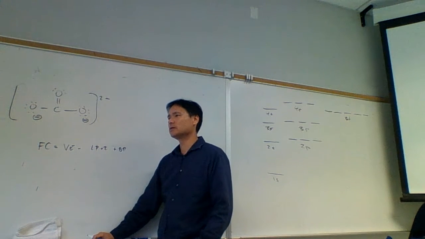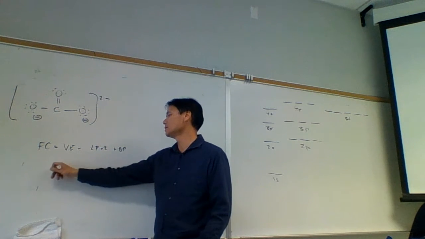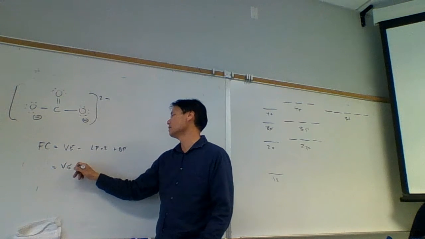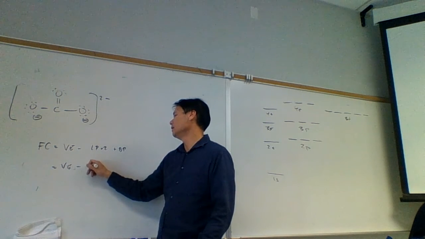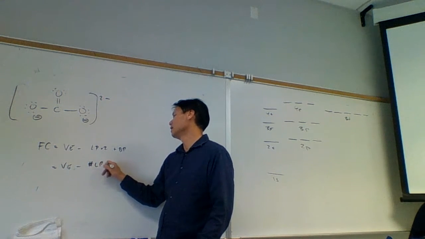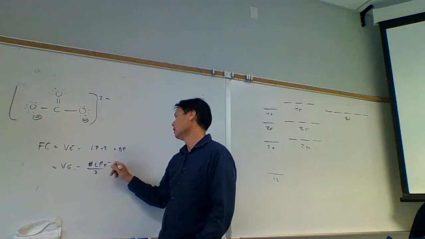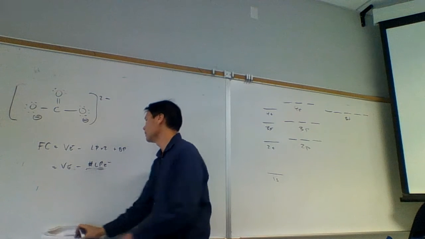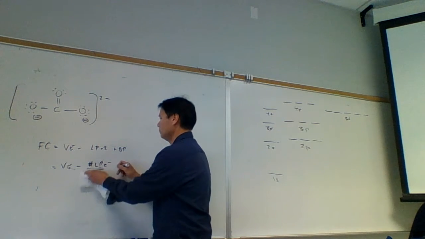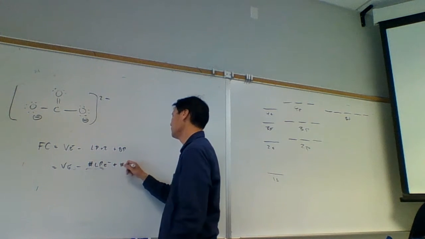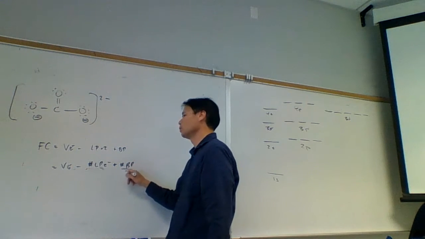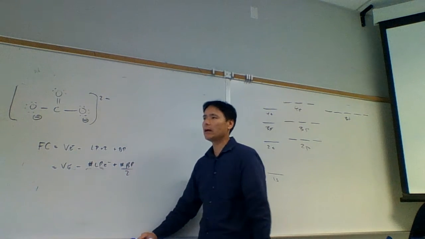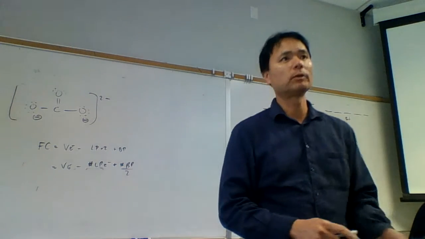There are other equations in books. The other equation is the valence electrons minus the number of lone pair electrons, sorry, not divided by 2, plus the number of bonding pair electrons divided by 2. This is a mathematical equation that you'll find for formal charge.